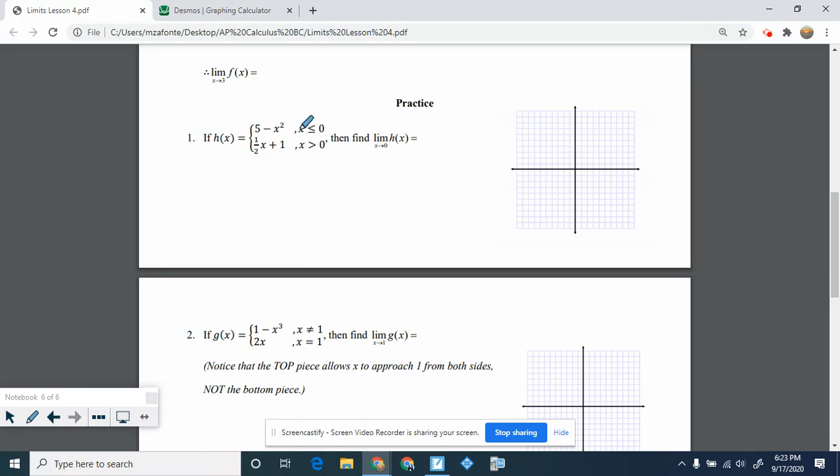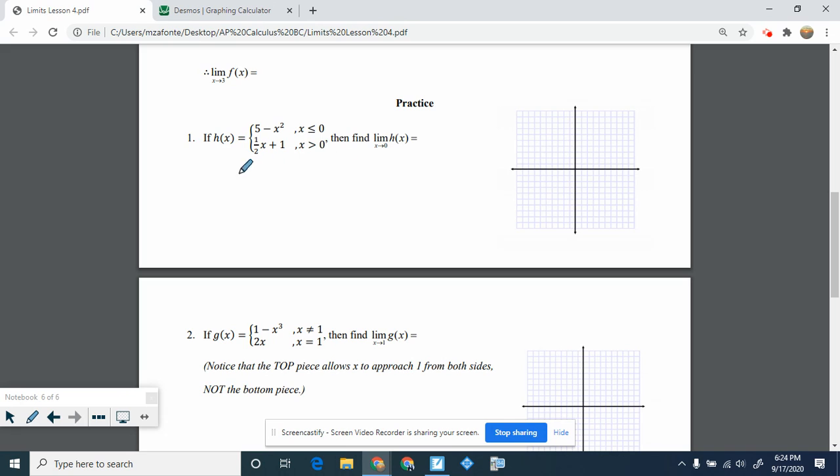This function is split at 0. To the left of 0, including 0, we have a parabola, and to the right of 0, we have a line. And remember, you're like, what about the "or equal to"? That is for the functional value: if you wanted to figure out what the functional value was there, that's when you look at the "or equal to." That doesn't necessarily have anything to do with the limit.